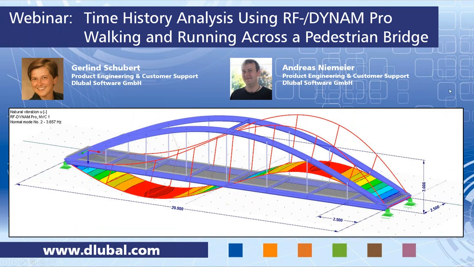This is the model that we look at today. So that's an arc bridge, and the persons we simulate are walking in the center along the bridge here. So we simulate an excitation which is changing in time, but also changing in position. So that's the important bit today.